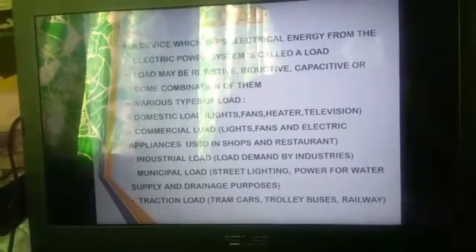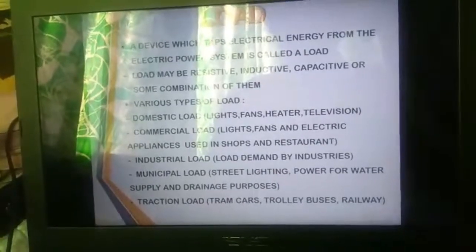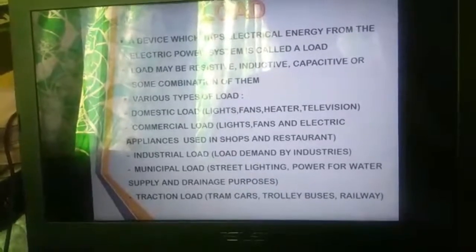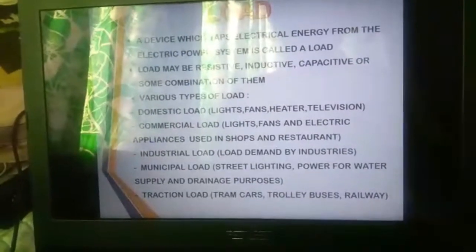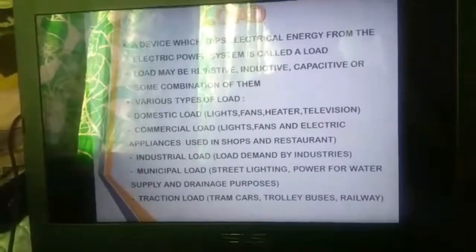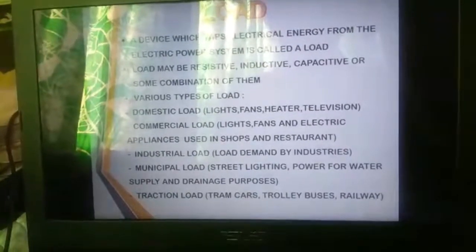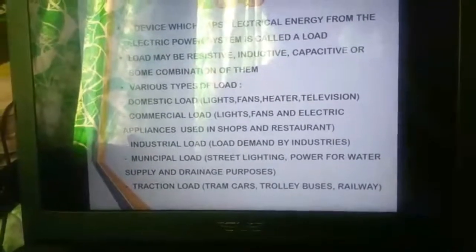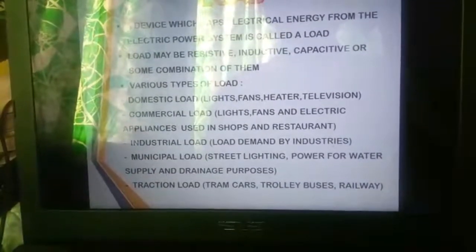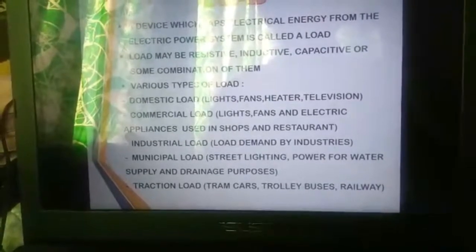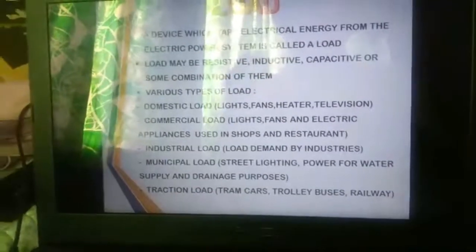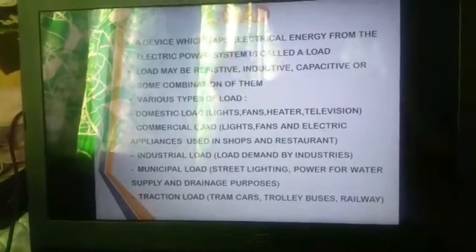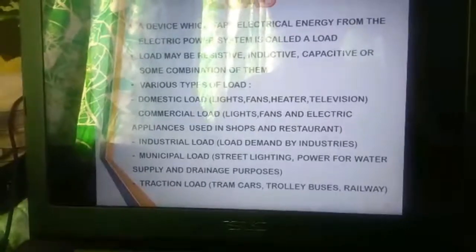And the third type is the industrial load, which is the load demanded by the industry. The fourth type is the municipal load, like the street light and power for water supply and drainage purposes. And the fifth type is the traction load, which is the trams, cars, trolley buses, and the railways.